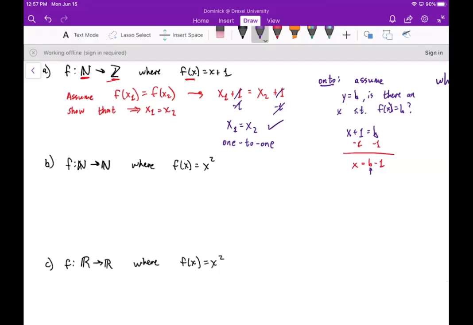Okay, let's look at another one. In this next one, we have f going from the natural numbers to the natural numbers, and our function is f of x is equal to x squared. So let's show one-to-one first.